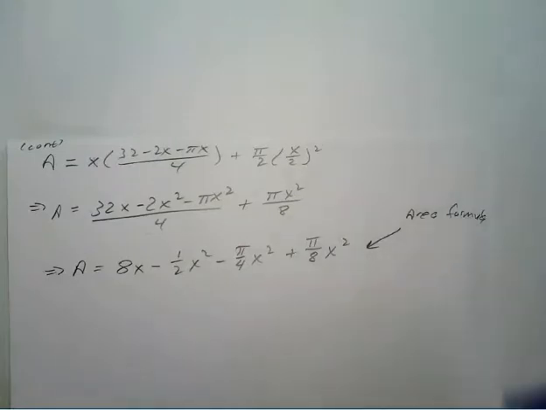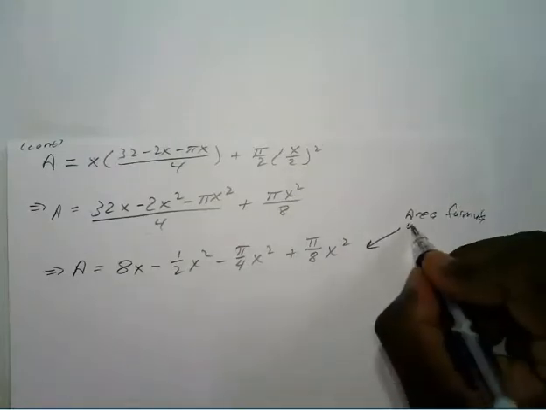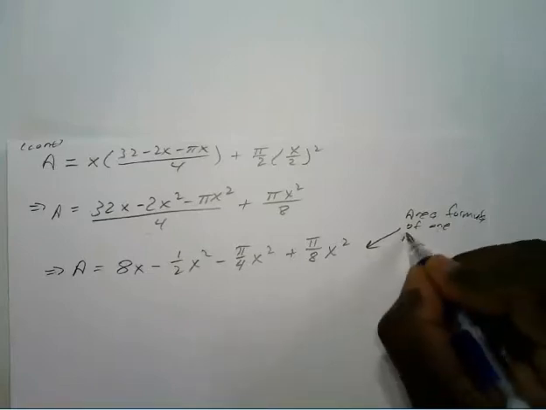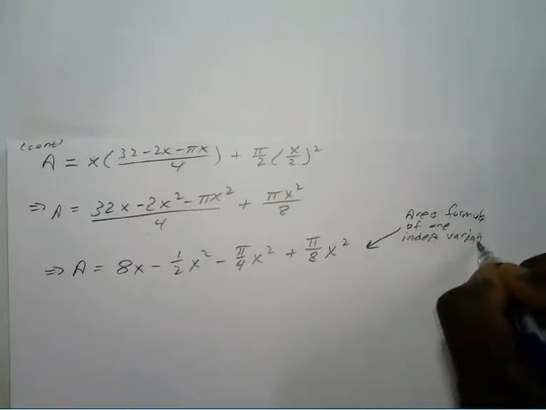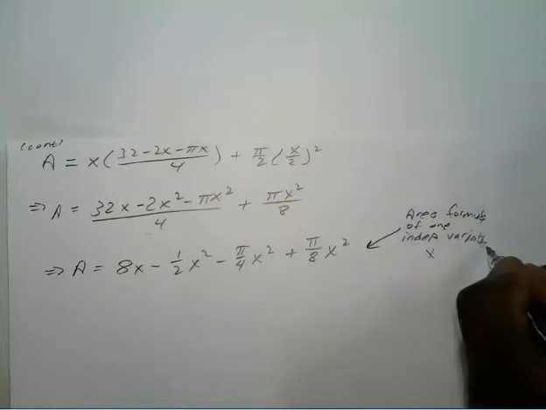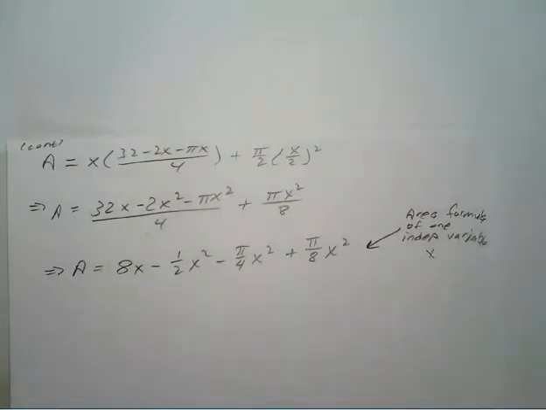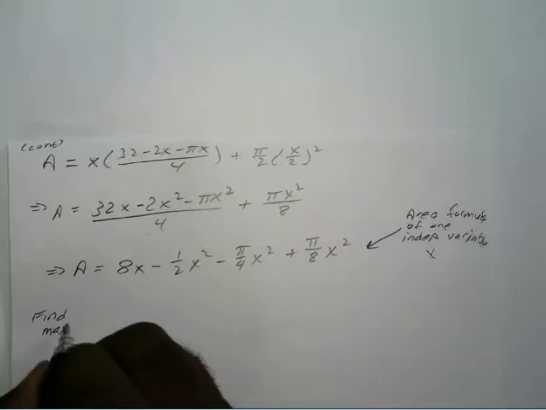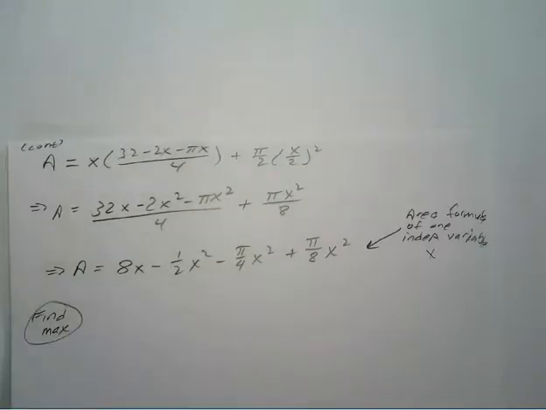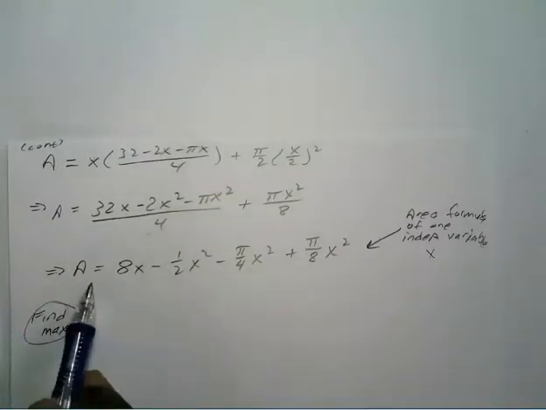Area formula of one independent variable x. Okay, so we no longer have a function of x and y. All right, so now that we have the area formula with one independent variable, we can use that to find the maximum. Okay, to do that, we have to find the critical point.